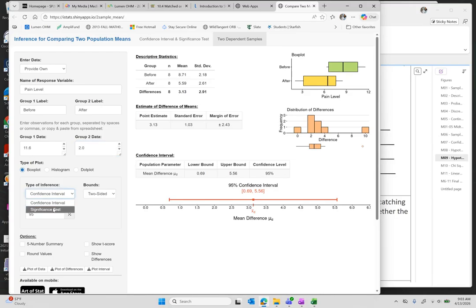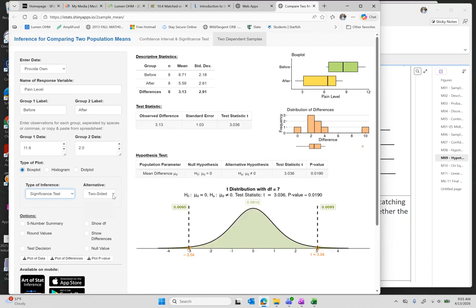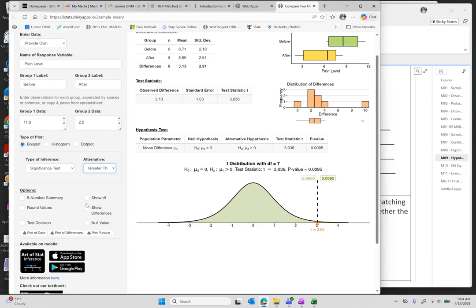And I'm doing a significance test. I want it to be greater than. And I want to show the degrees of freedom. They are 7 as expected.